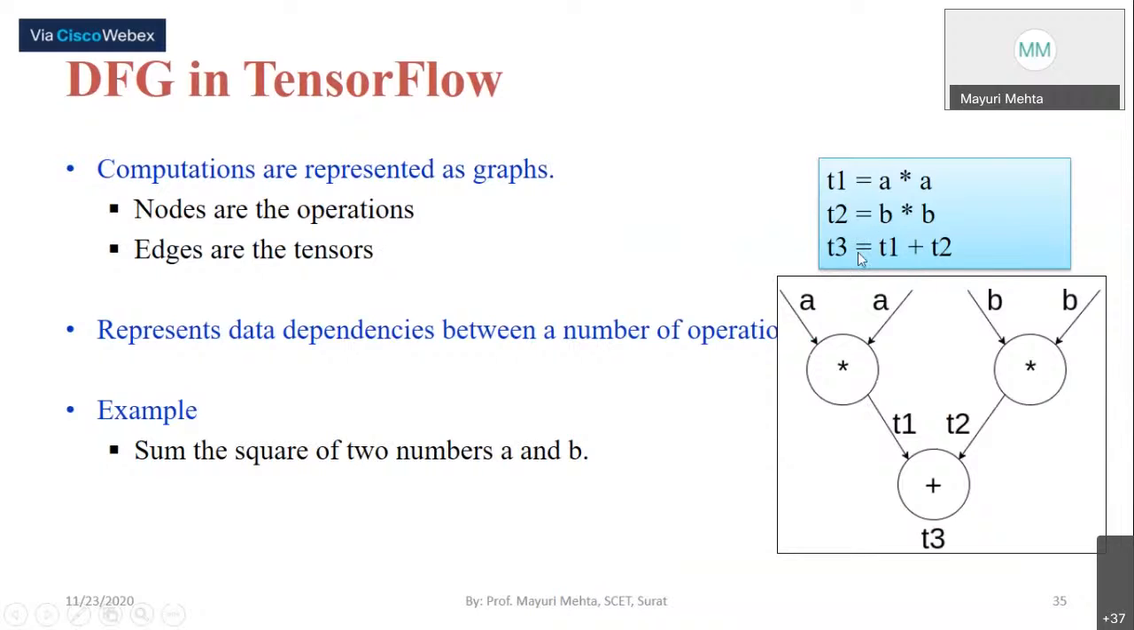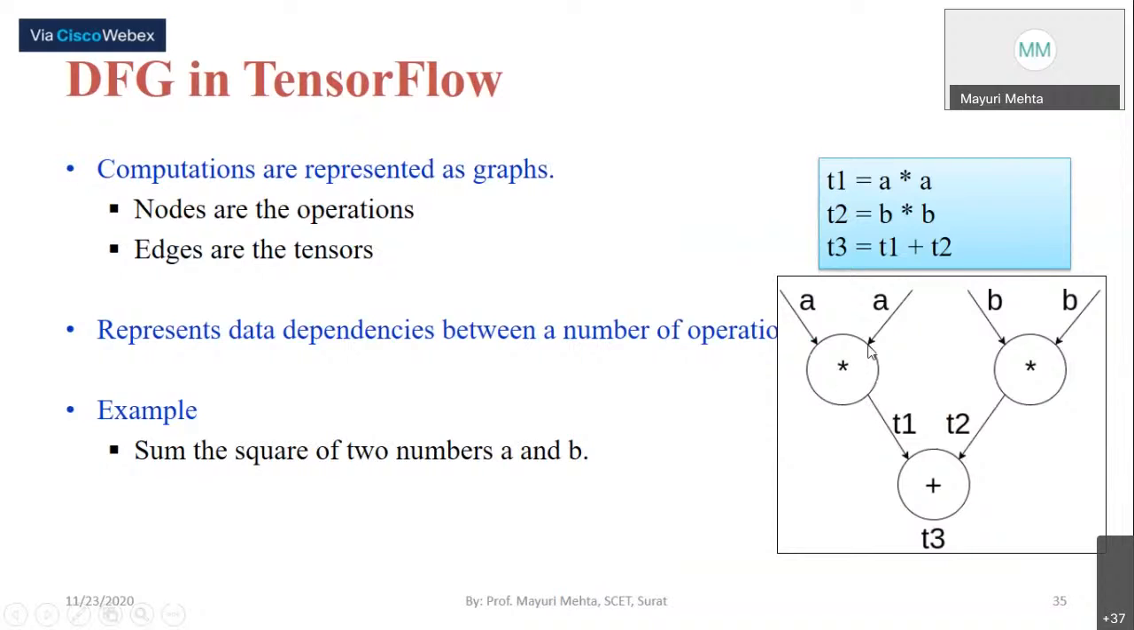T1 and T2. So how will you represent this computation in a data flow graph? As I have just discussed, a data flow graph is used to represent computations. So this computation will be represented like this using a data flow graph. As we have just discussed, nodes represent mathematical operations. So this node represents the multiplication operation, and this will be the input to this node, and a square will be computed. It will be the output.